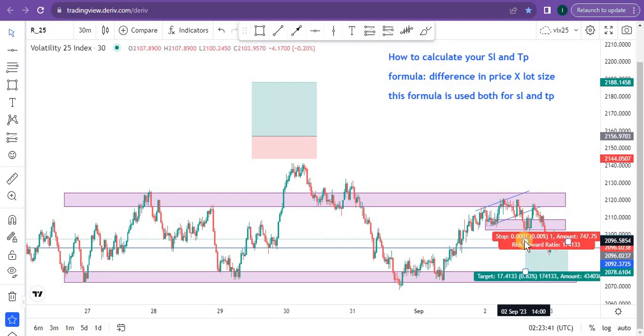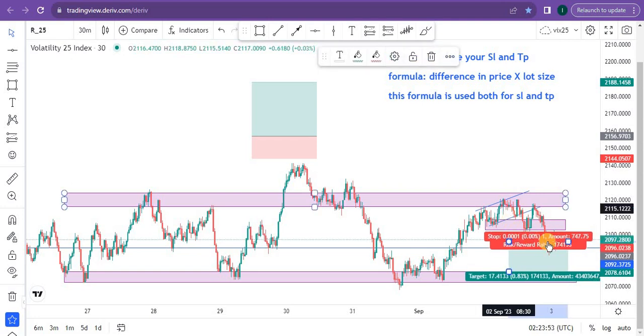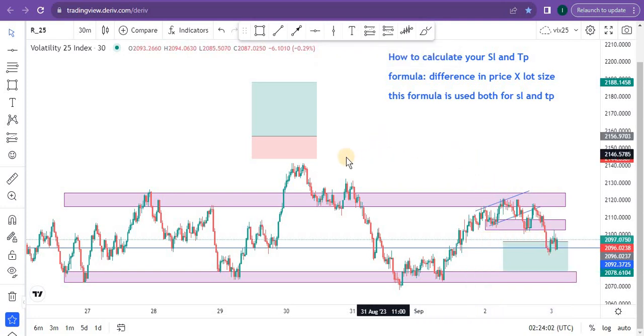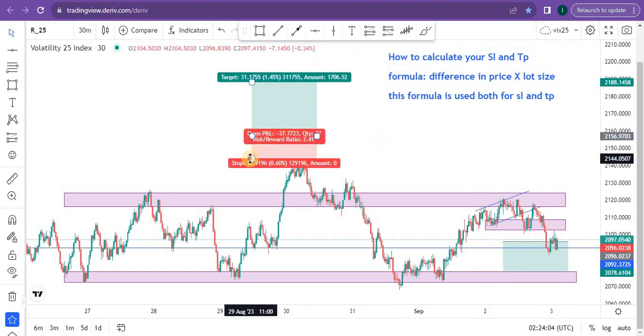Oh, that's too much. What's the share? I don't know why that is not showing. Okay, so I'll do that later. Let's use this one.